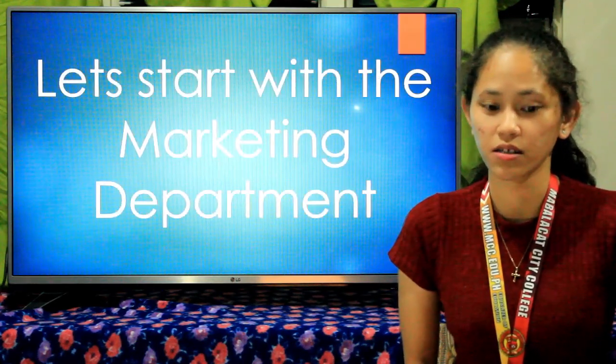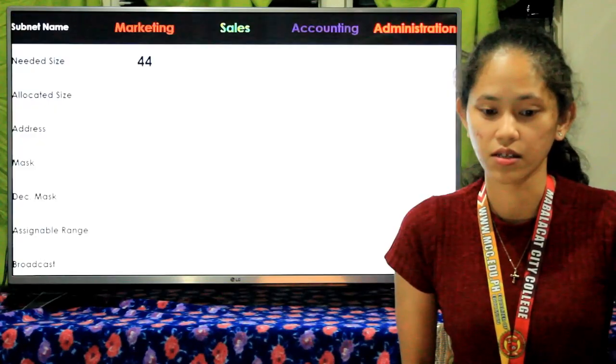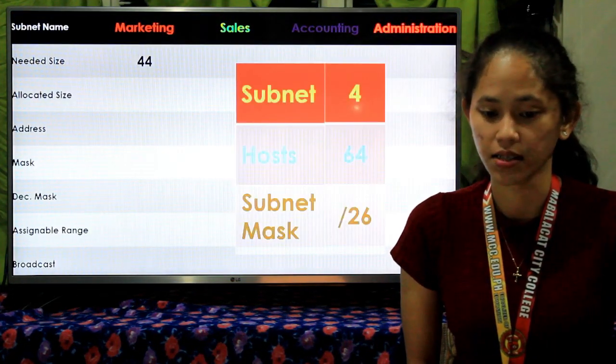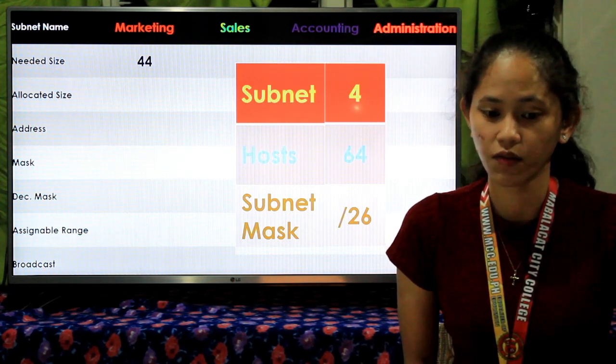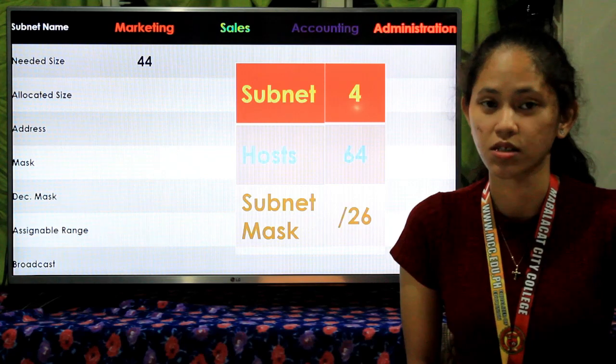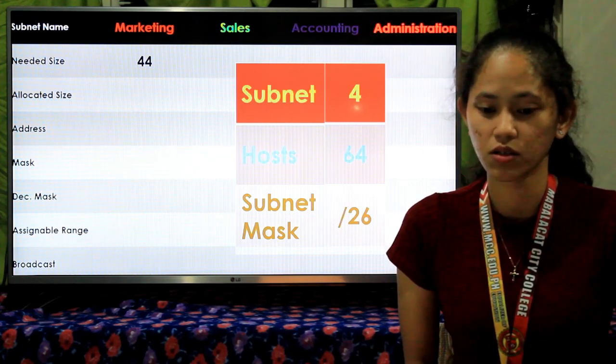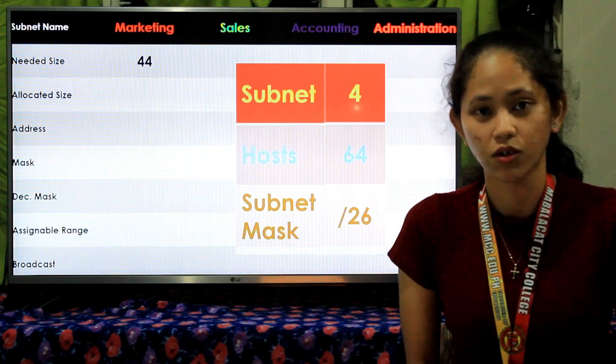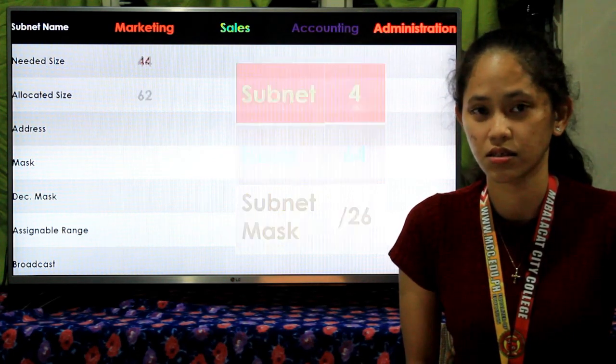Let's start with the highest number of needed hosts, which is the marketing department. First, the marketing department needs 44 hosts. Now, to get the subnet mask, 44 falls under 64, not 32, because we take the next highest total host count, which is 64. If we use 32, then the needed hosts of the marketing department will not be met. Therefore, the allocated size is 64.